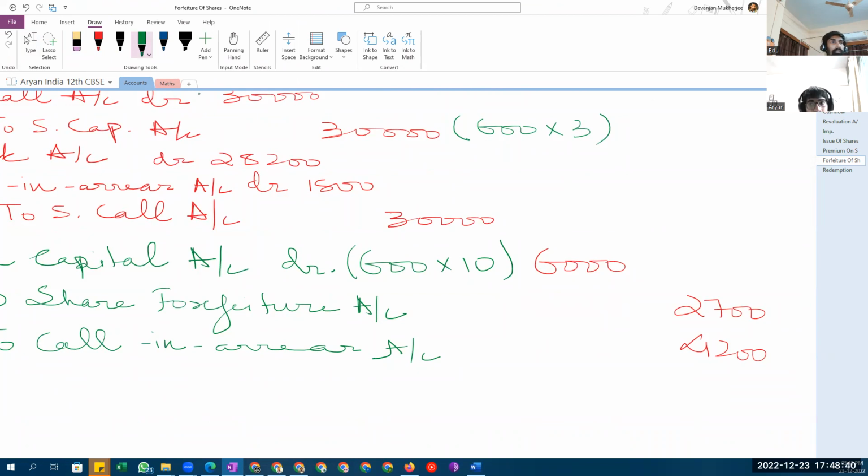This call in arrears will be direct 600 into this thing into 7, right? And whatever remains will come here, because it is adjustment now. So this is the money that we have received from him. So that middle value will come here.